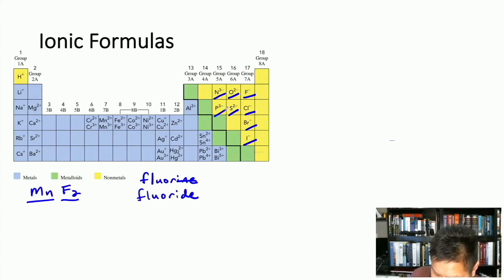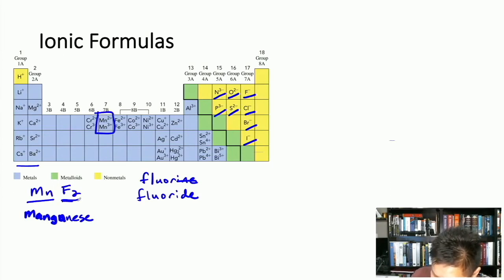You don't have to do that with the metals, though. The metals will stay with their original name. So back to this, though. How do I know how to write the manganese name? Because I don't know what charge manganese is. It could be a +2 or a +3 charge, right?